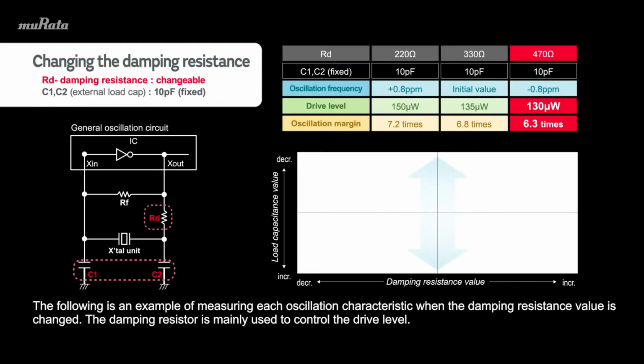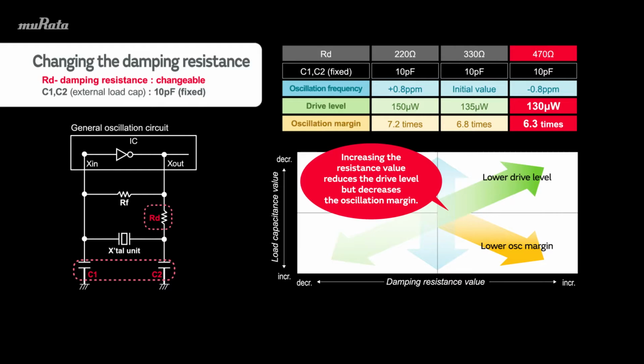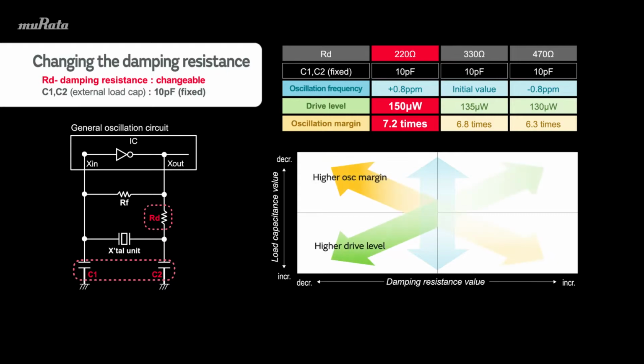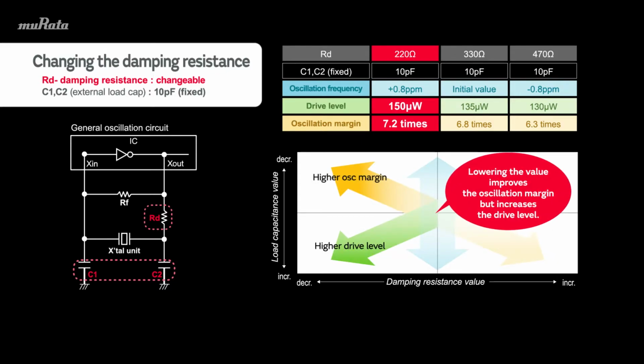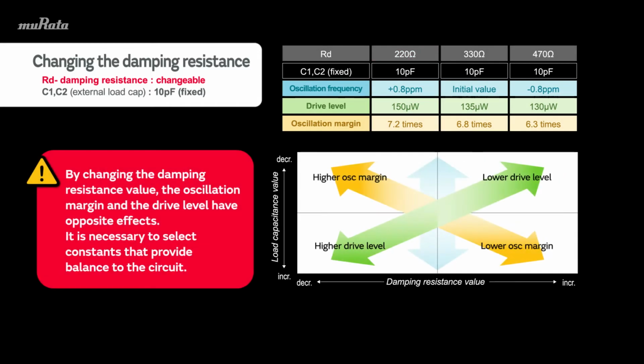The following is an example of measuring each oscillation characteristic when the damping resistance value is changed. The damping resistor is mainly used to control the drive level. Increasing the resistance value reduces the drive level but decreases the oscillation margin. Conversely, lowering the value improves the oscillation margin but increases the drive level. By changing the damping resistance value, the oscillation margin and the drive level have opposite effects. It is necessary to select constants that provide balance to the circuit.